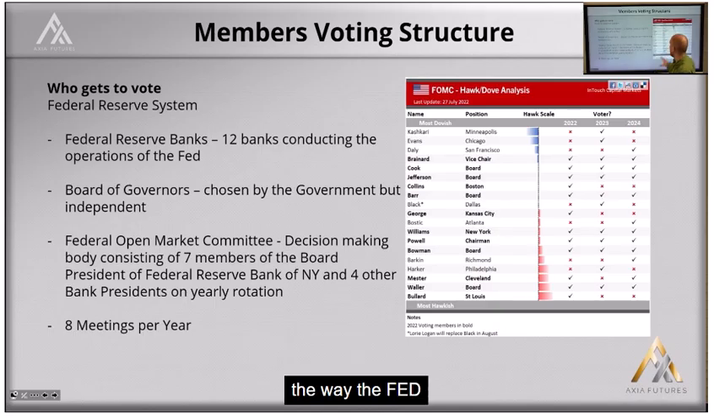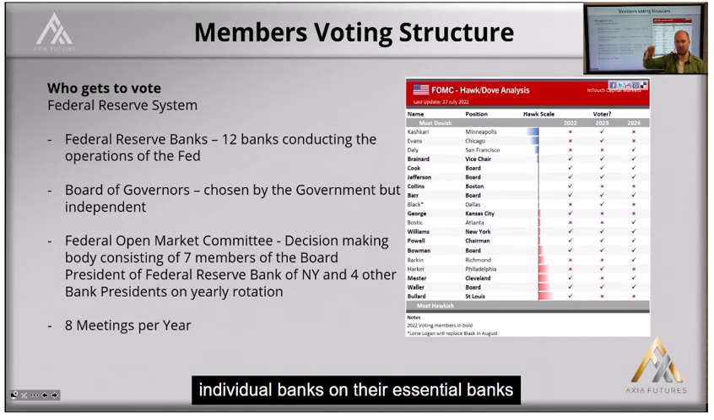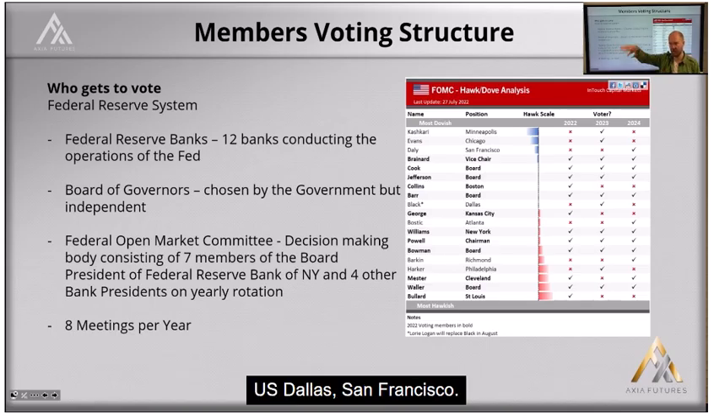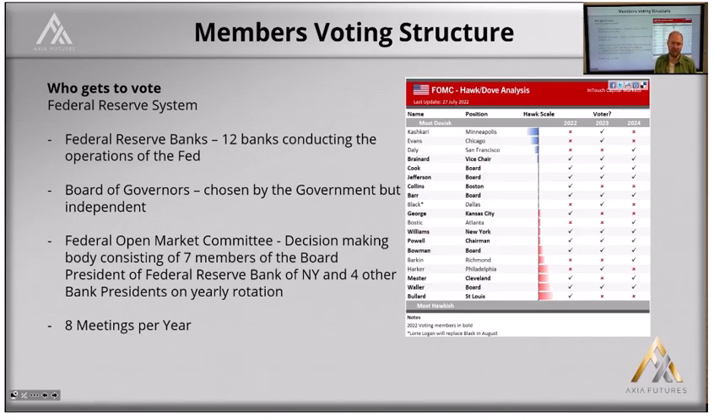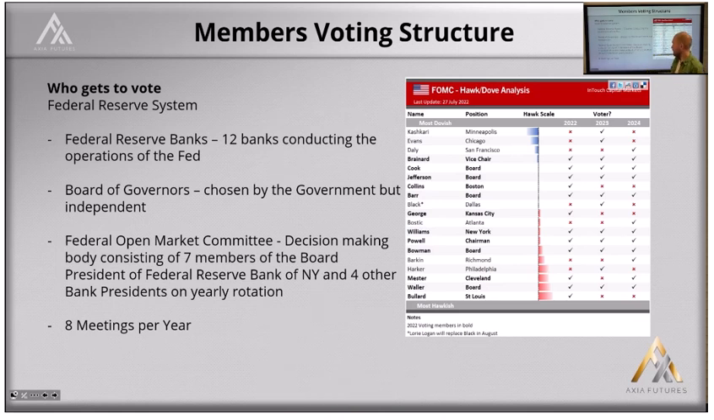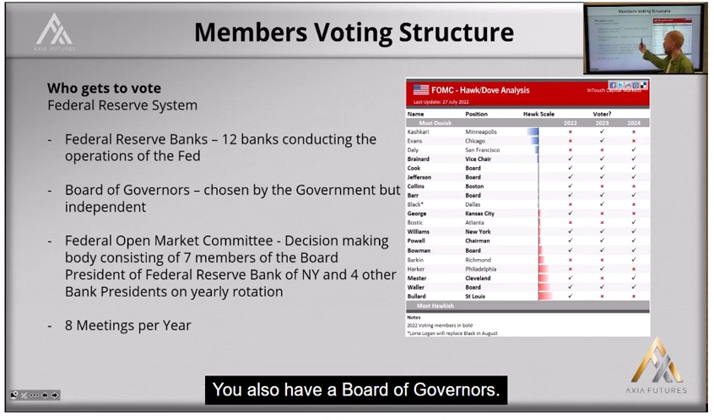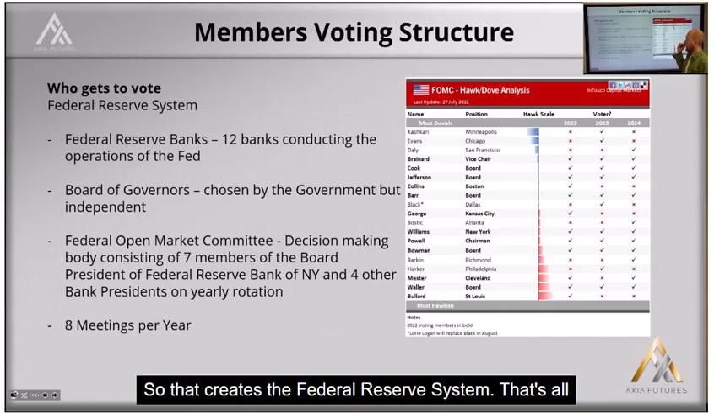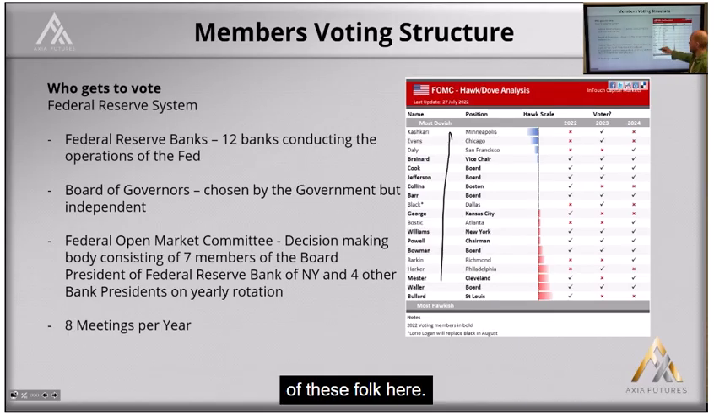Now, the way the Fed operates is you have 12 reserve banks. These were originally individual banks, central banks in their own right, that dealt with certain areas of the US, Dallas, San Francisco, New York, etc., etc. There's 12 of these. You also have a board of governors. So that creates the Federal Reserve System. That's all of these folk here.